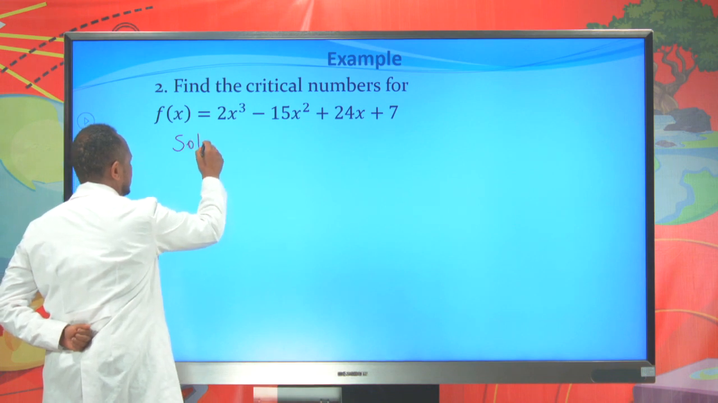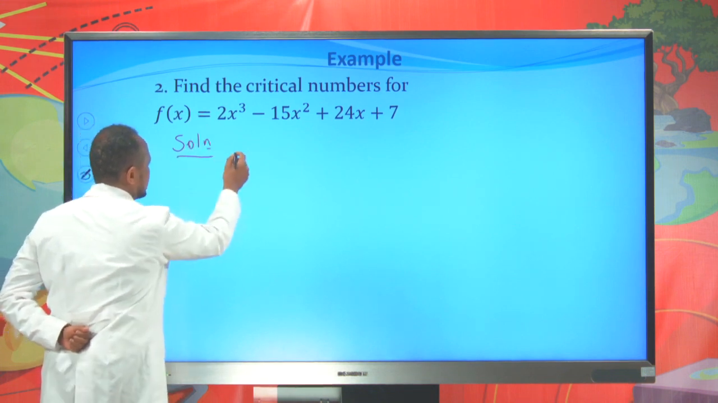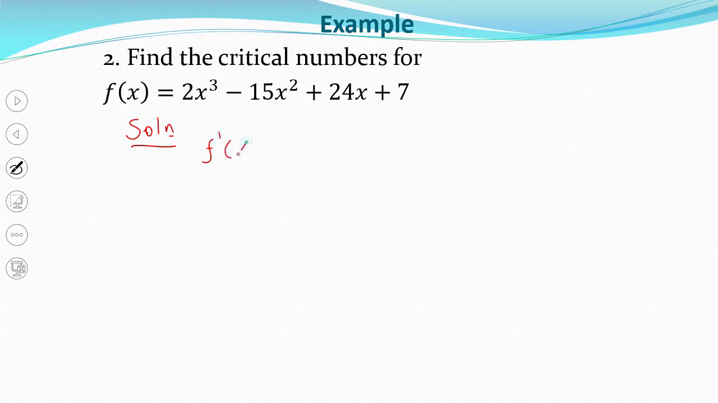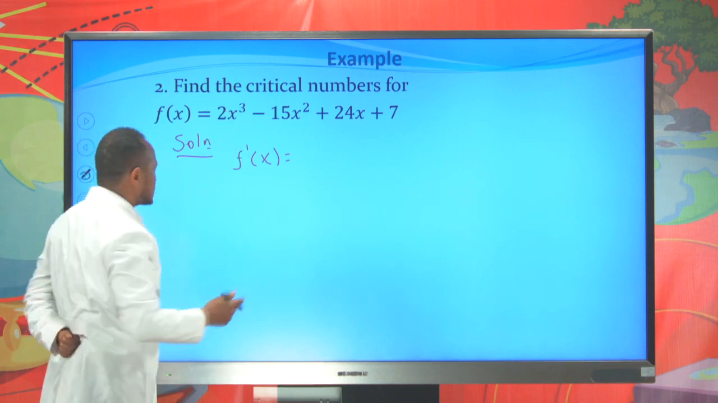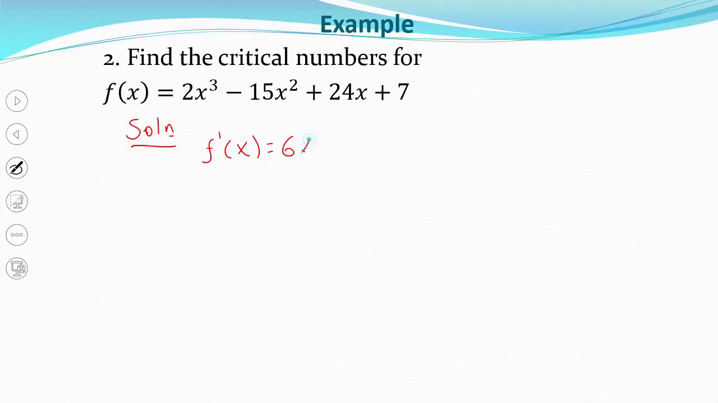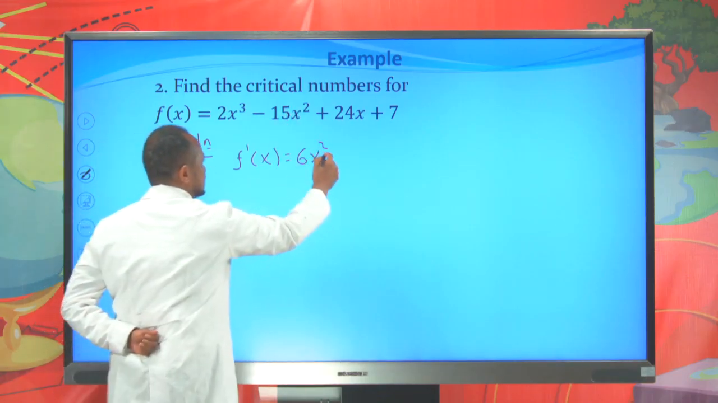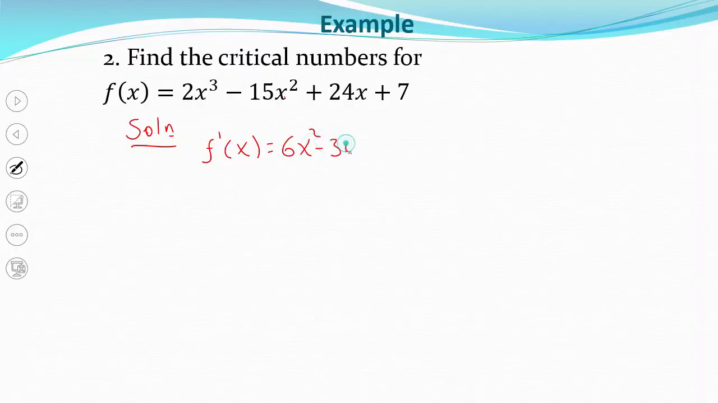So let's find the derivative of this expression. The derivative of our function f of x is equal to, the derivative of this one, 3 times 2, it is 6x squared. And the derivative of this one, 2 times minus 15, is minus 30x. And the derivative of this number is 24. And the derivative of 7 is 0. Therefore this is the derivative.